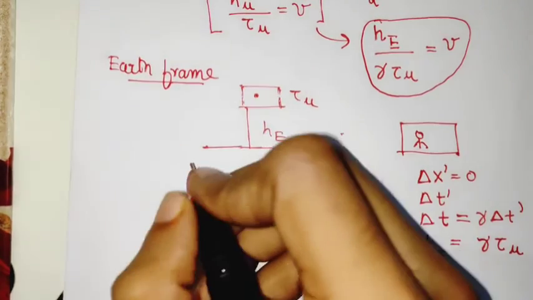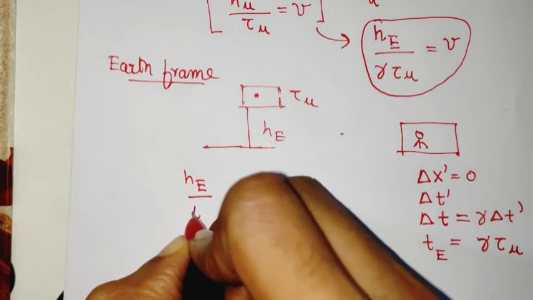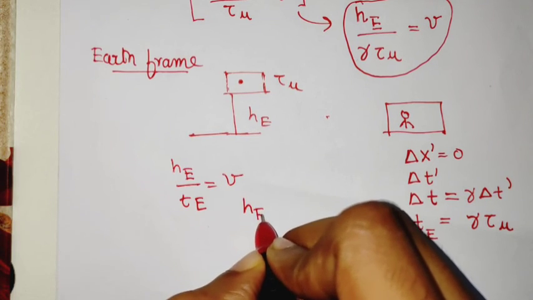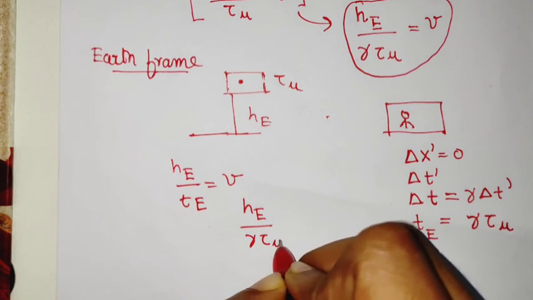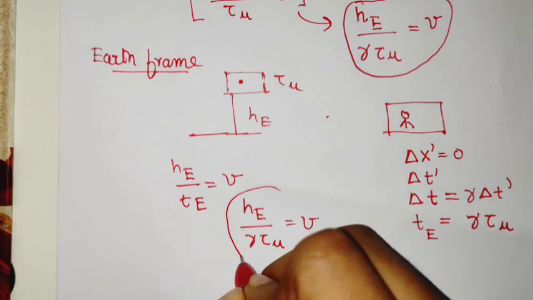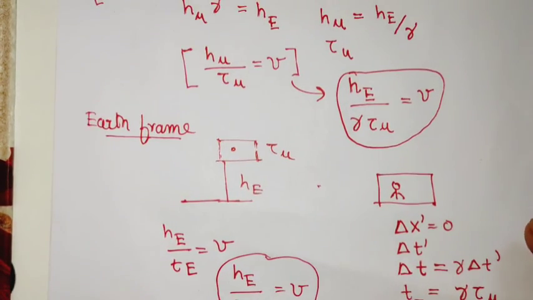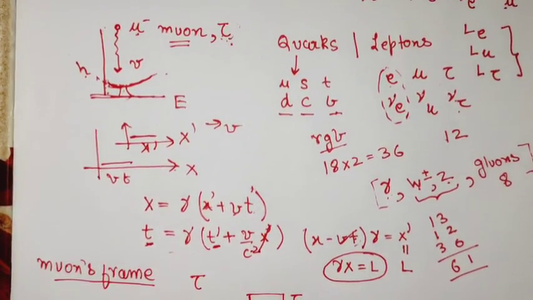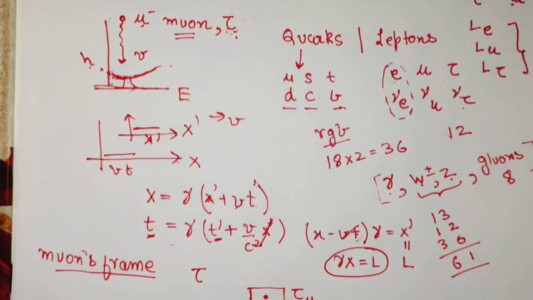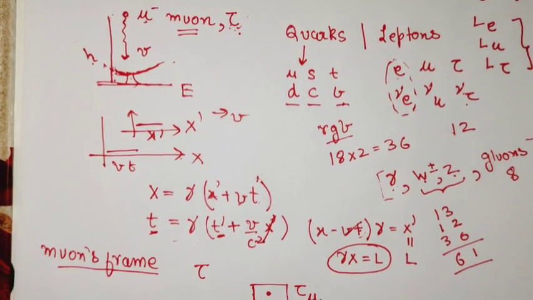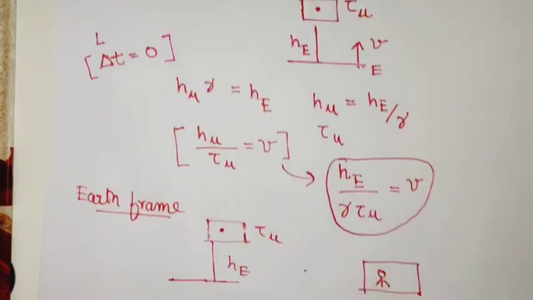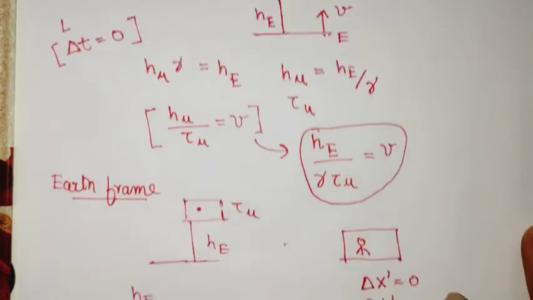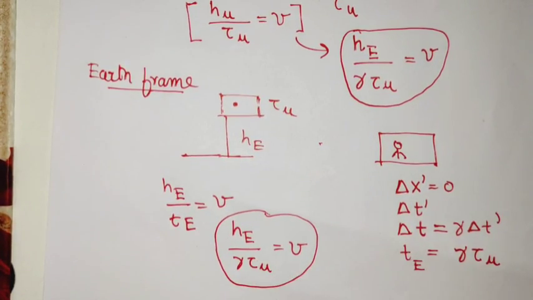Now you know the height, so you write He by Te is equal to velocity, and you see we get the same result. Hence we have done a simple calculation to see why the physics remains invariant in different reference frames. In the muon's frame we applied length contraction, but in Earth's frame we applied time dilation.